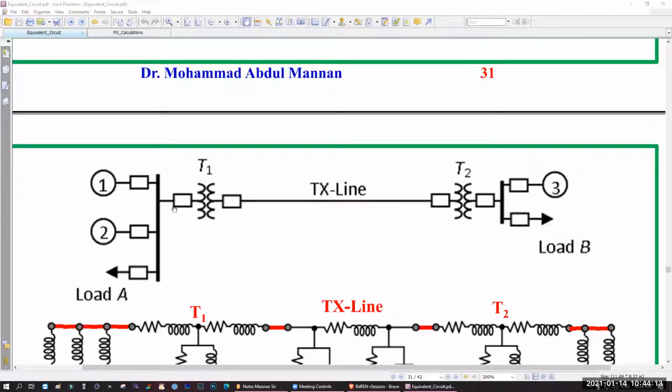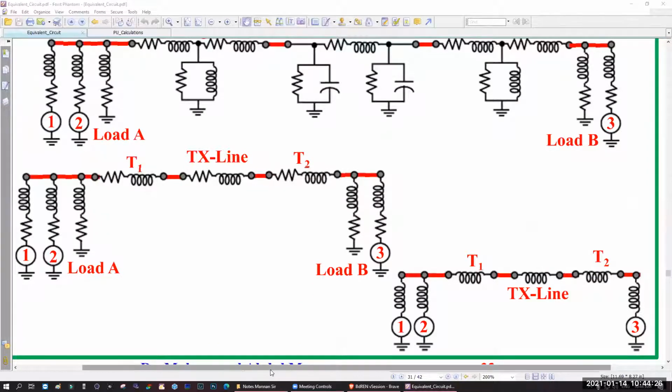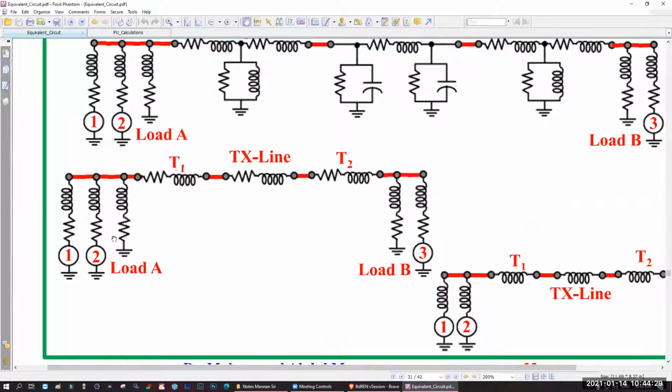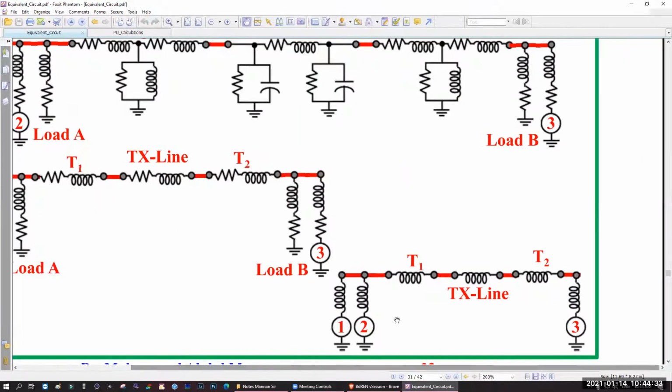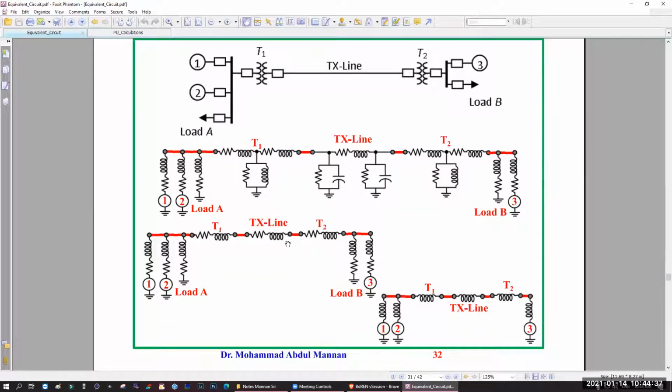Okay. Now, this is another single line diagram. Again, we have to convert these to our detailed equivalent circuit. Detailed, I said detailed. Detailed means everything you have to mention. Then we have to neglect some of it. We have to get the impedance diagram. Then we have to get the reactance diagram. So three things you have to do. Number one, detailed equivalent circuit, impedance diagram, reactance diagram.